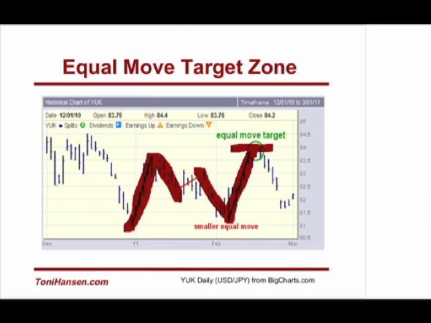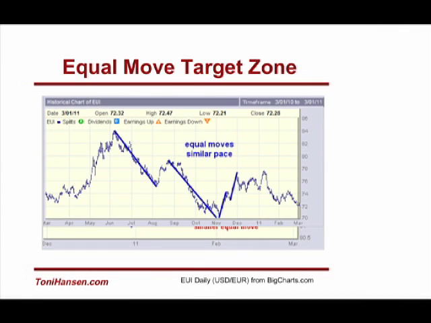So you have a very clear feeling that if this takes, say, 8 days to hit a high, and you have the correction, and it starts off again, you'd be looking for approximately another 8-day move before it hits that equal move zone. Let's look at another example.